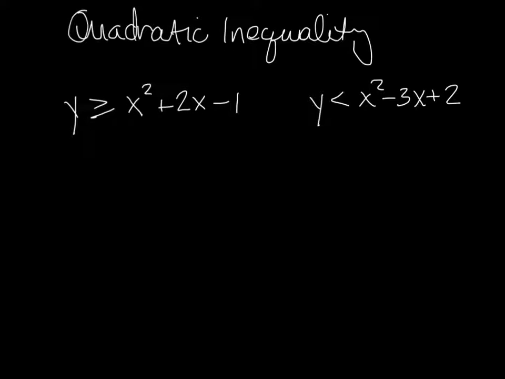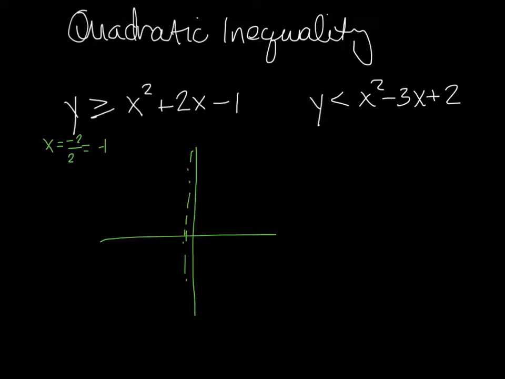So graphing a quadratic inequality is just like graphing a quadratic, but instead of just stopping with the quadratic, you're going to have to do some shading. And so we start by finding the axis of symmetry. So I'll start with this first one. The axis of symmetry is x equals -2 over 2 times a. So we get -1. So then I graph that.